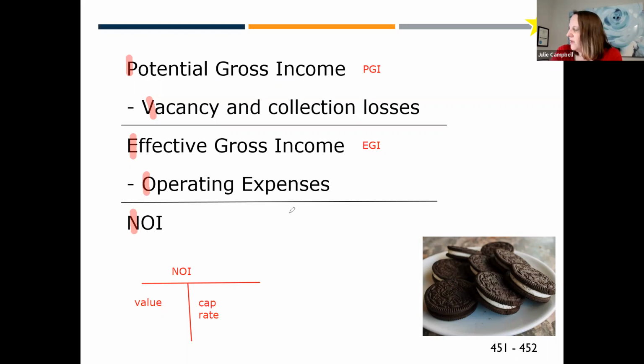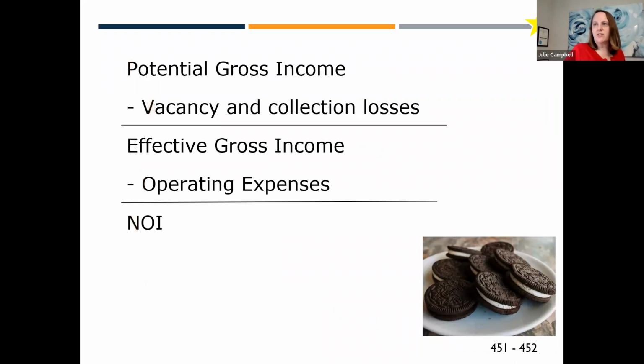Net operating income, $30,876. The problem tells you that your capitalization rate is 10%. So you take your NOI divided by your capitalization rate. And based on this information, the value of this income producing property would be $308,760. And that's the theory behind the income capitalization approach.